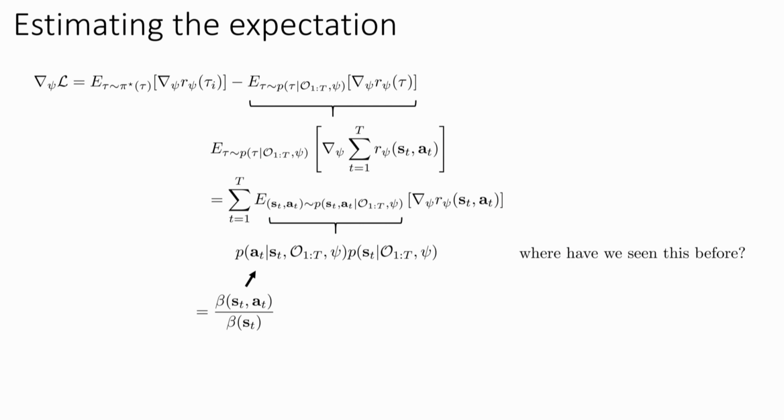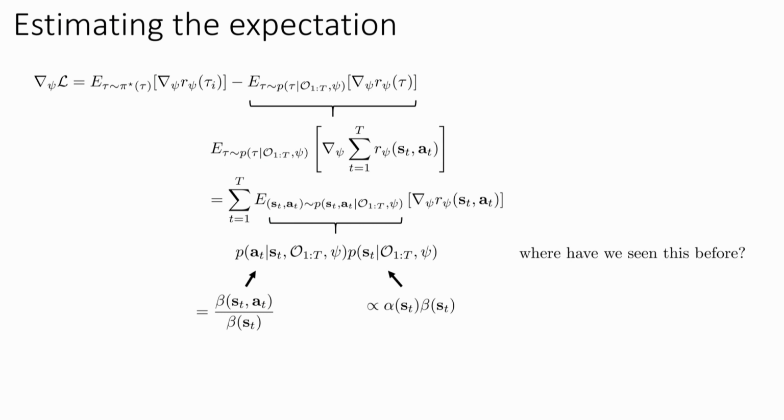So we run our dynamic programming procedure, calculate those backward messages beta, then take their ratio, and that gives us the probability of the action given the state and optimality. The only thing that's different now is that I have a psi in there, but the psi just parameterizes this thing, so it doesn't change the dynamic programming procedure.